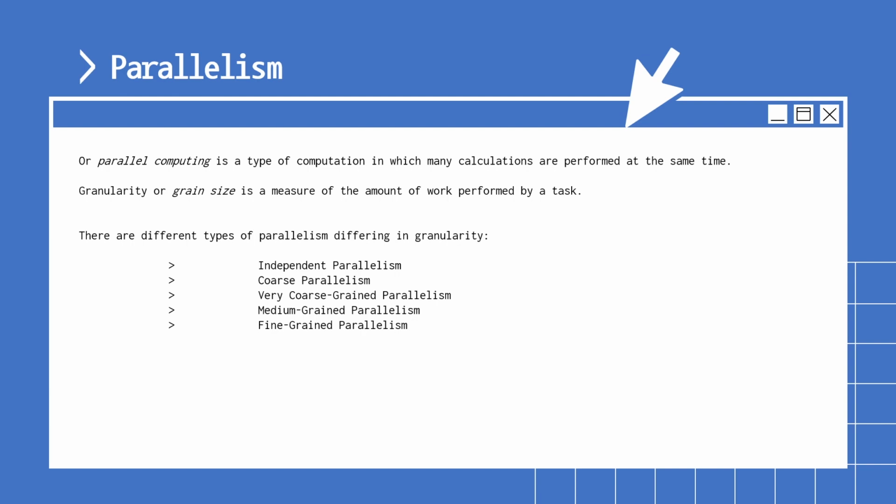So firstly, it's independent parallelism. Second, coarse parallelism. The third is very coarse-grained parallelism. These two, coarse and very coarse, can be interchanged. They are almost one and the same, really. There's not much difference between them at all. Then medium-grained parallelism and fine-grained parallelism. Fine-grained parallelism is the parallel computing type that has the tiniest granularity. Medium-grained is the middle ground between coarse and fine-grained.